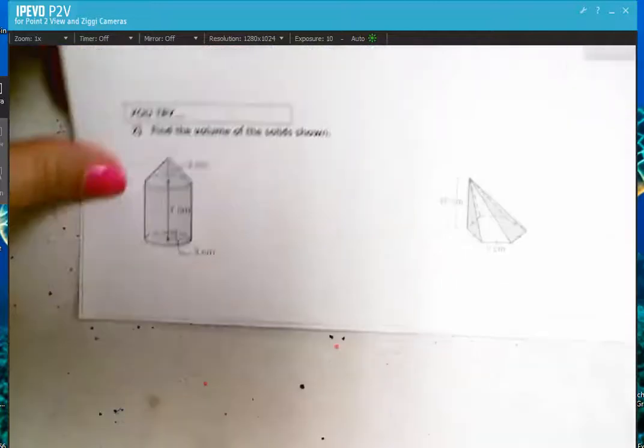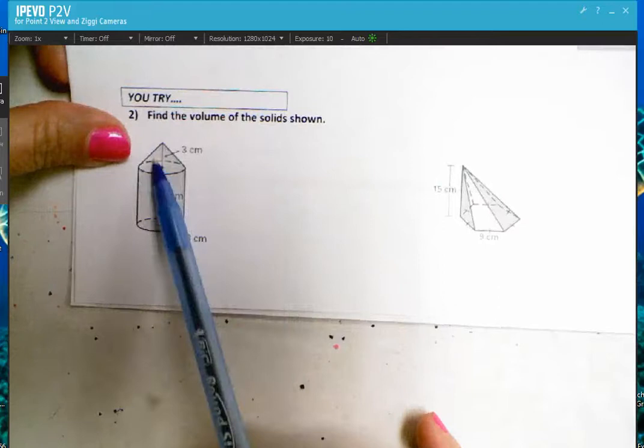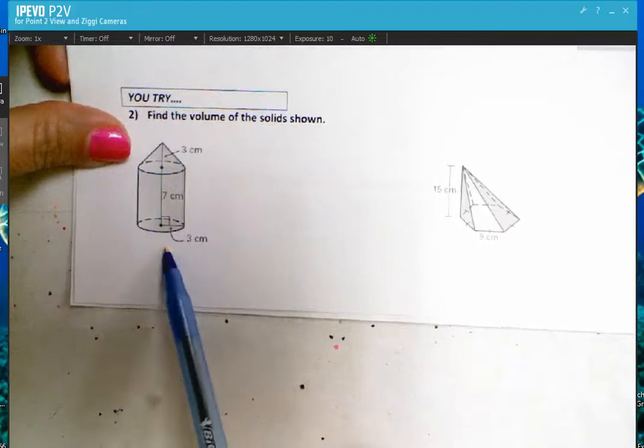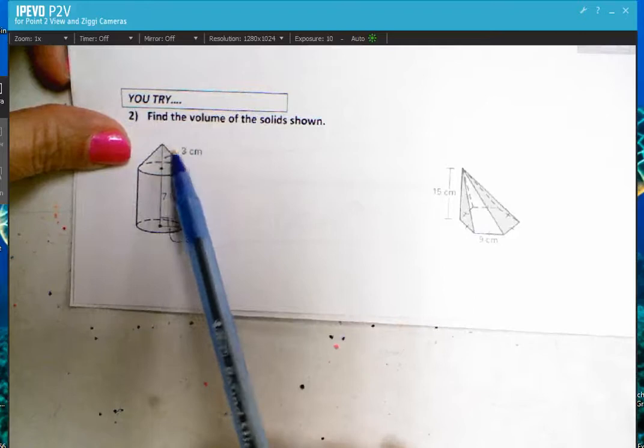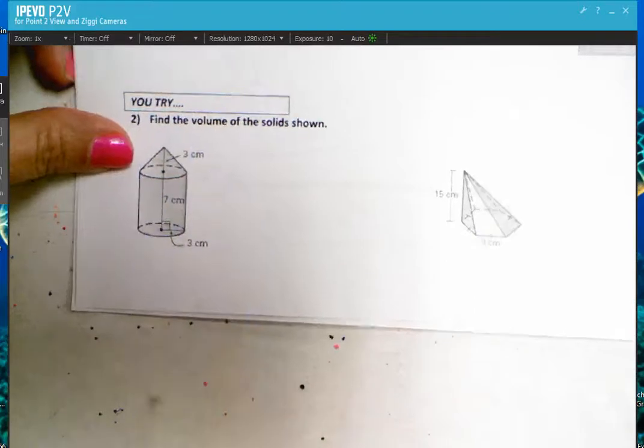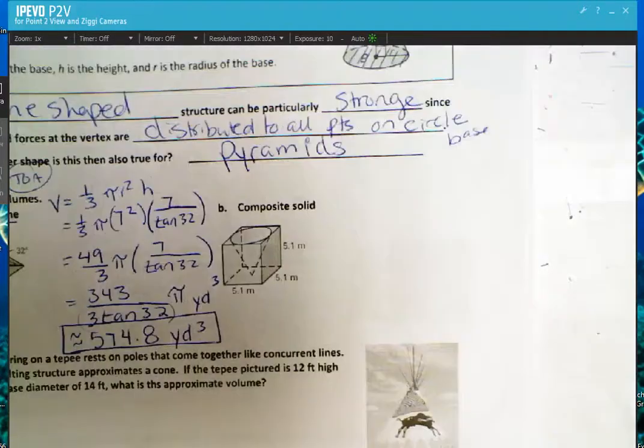When you go down and do your practices at the end of this video, you're going to see that you have a cylinder and a cone. So instead of subtracting this composite figure, you're going to have to add. So let's take a look at how we set these up.